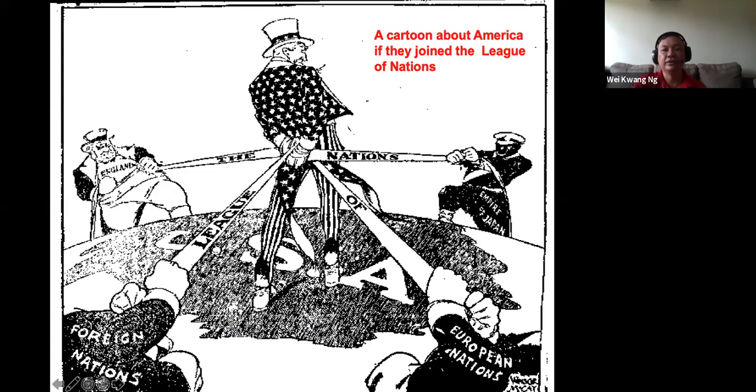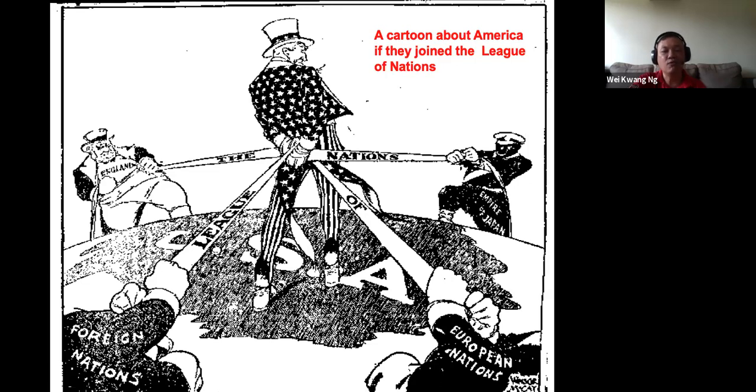Why is it that the US did not want to get itself involved? This cartoon is actually published by the Americans. Again, I want you to use what we have done so far to understand why the Americans chose not to join the LON. Why is the Americans' opinion towards the LON so negative?